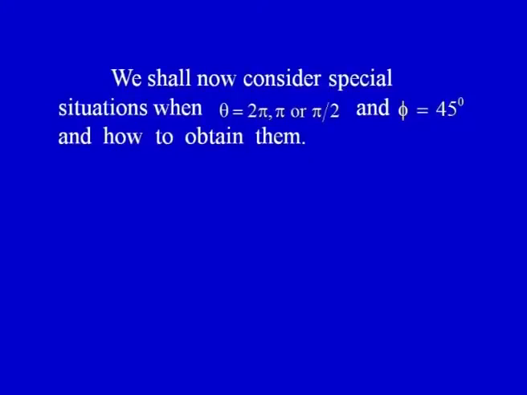We shall now in this lecture consider in detail special situations where theta equal to 2 pi or pi by 2 and phi equal to 45 degrees, pi by 4, and how to obtain them, how to realize them in the lab performing the experiment. That is the main idea of today's lecture.